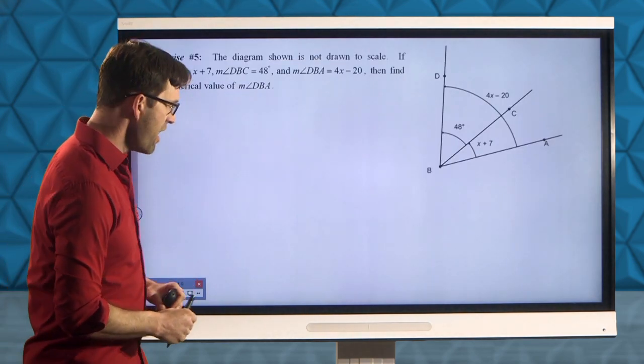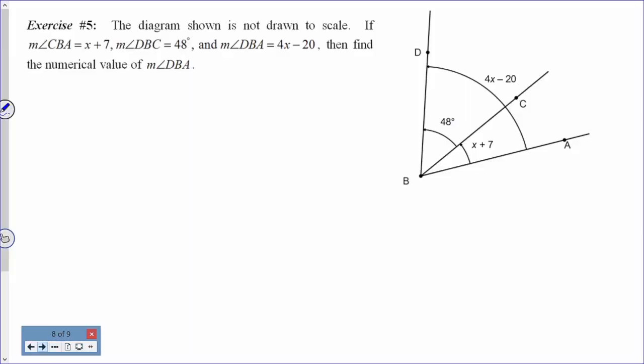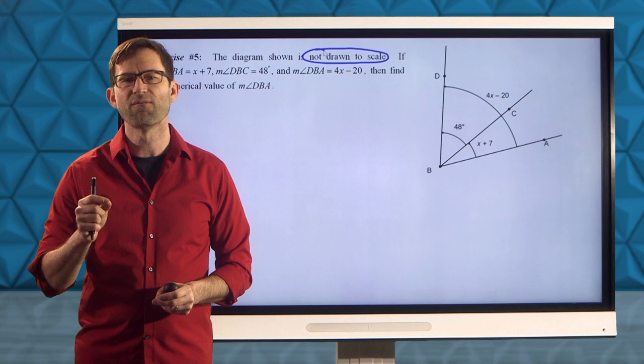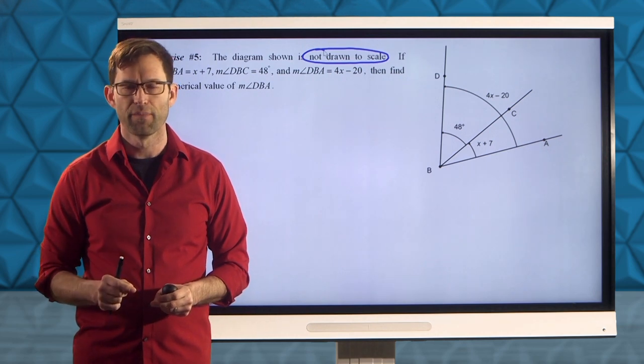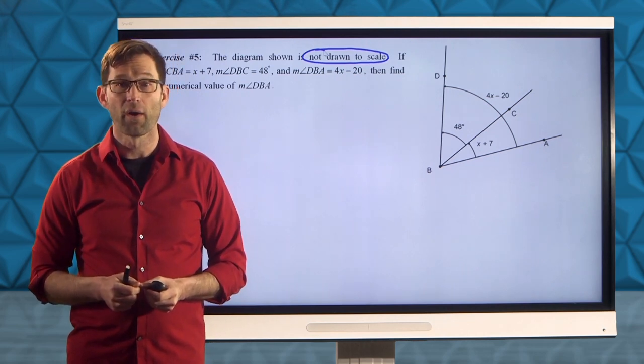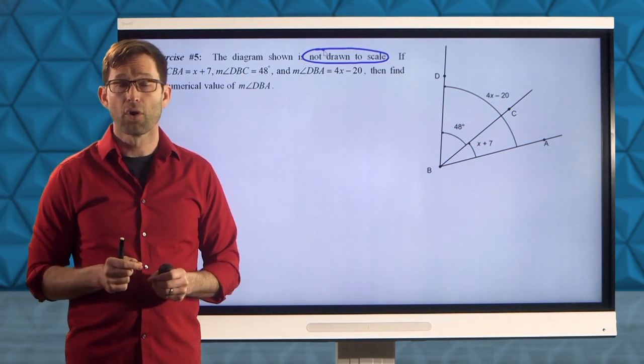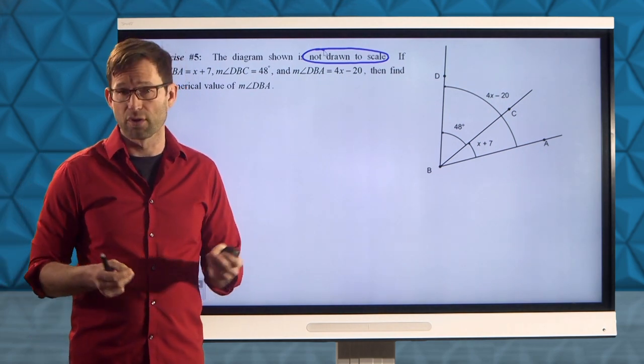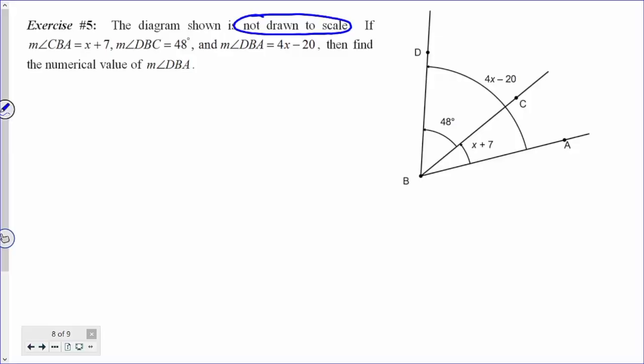Let's take a look. Exercise number 5 says, the diagram shown is not drawn to scale. This is a pretty important piece of terminology. You should more or less assume that diagrams are not drawn to scale unless told otherwise, or unless you're told that you should be physically measuring something on the diagram. Obviously, if the diagram's not drawn to scale and we're asking you to measure something on the diagram, that would seem a little unfair. All right. But we're telling you this diagram's not drawn to scale, which means you shouldn't take out your protractor and try to answer the question using that.